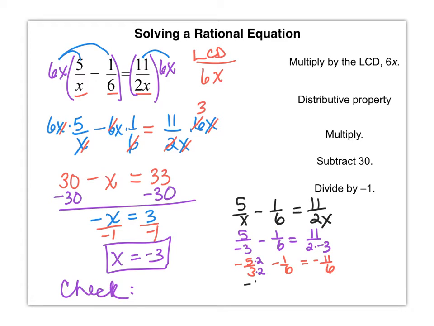When we do that, we get negative 10 over 6 minus 1 over 6, and that does check to equal negative 11 over 6. So we have confirmed that our answer of x equals negative 3 is a valid answer by substituting it back into the original rational equation.